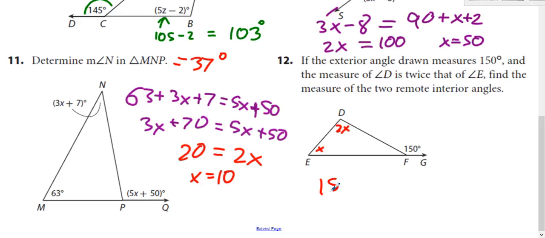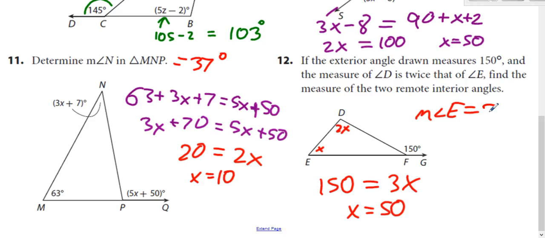So the exterior angle equals the sum of the two remote interior angles. So x plus 2x is 3x. So x equals 50. And then it says find the measure of the two angles. So if x is 50, that means the measure of angle E is 50 degrees. And then the measure of angle D would be 2 times 50 is 100.